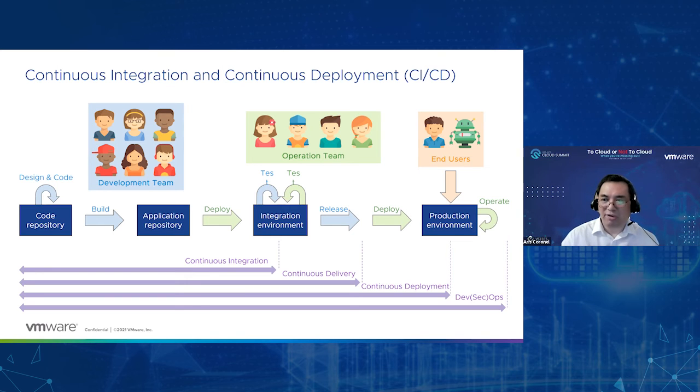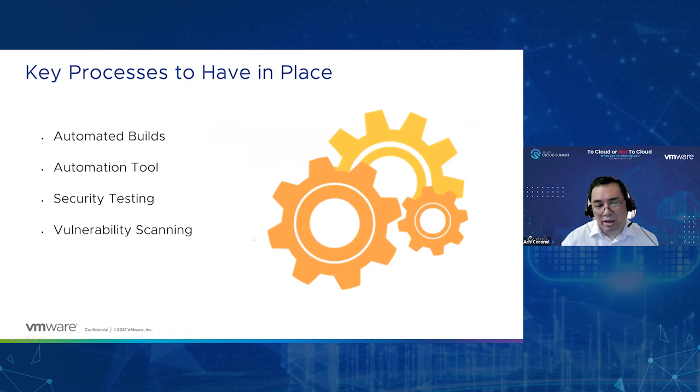When you talk about the advantages of CI/CD, it's similar to the advantages of DevOps. It's very fast, it's very agile. That's why typical security processes won't work here. Now, there are a few processes that should be in place to really make sure that DevSecOps is successful, and you have to take note of this. The first is automated builds.